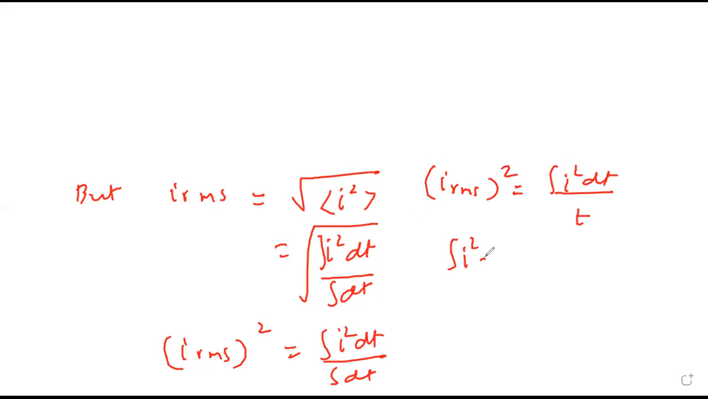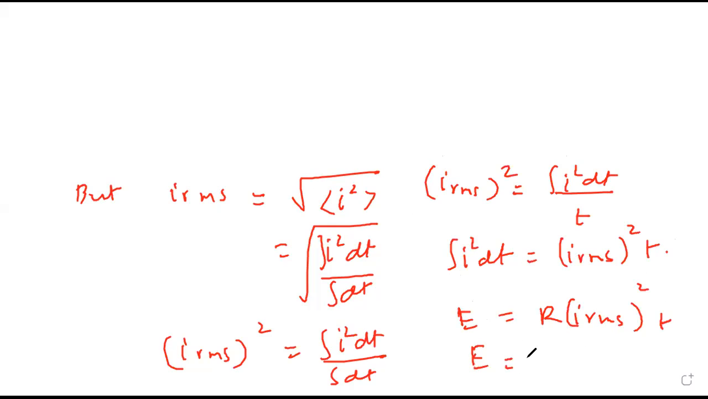So integration of I square dt I get I RMS square into time t. So our E formula, R constant, integration of I square dt, will become R into I RMS square into T. That is rearranged, it is I RMS square into R t. That means whenever it is an AC source, that I becomes I RMS. So significance is, I RMS is that constant current which when it flows through a conductor gives the same heat I square RT which the constant current gives.